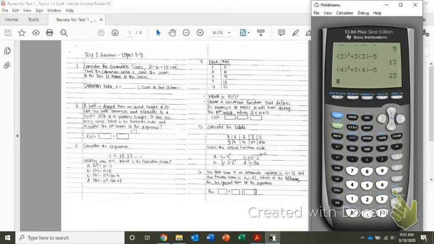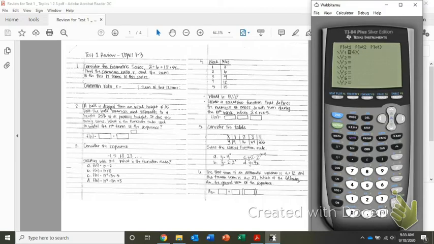All right, number 5 is kind of like number 3. Consider the table. So my x values are 1, 2, 3, and 4. And my y values are 4, 16, 64, and 256. Select the correct function rule. So this time, I'm going to show you how to use your table. So in your y equals, you can go up here and you can type any of these functions, A, B, C, or D. So let's start with D.